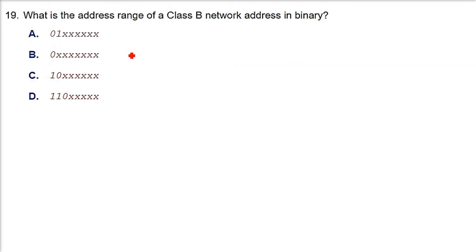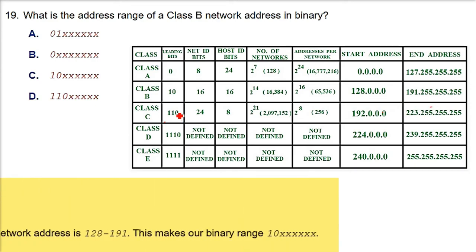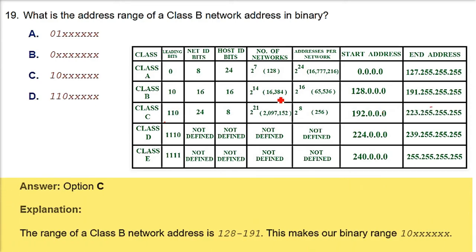What is the address range of class B network address in binary? Now you have this picture, you just have to convert it into binary because we already have the numbers here. The range of class B network address is 128 till 191. So 128 to 191 means 10, and then we have other numbers. So C is the correct answer here.